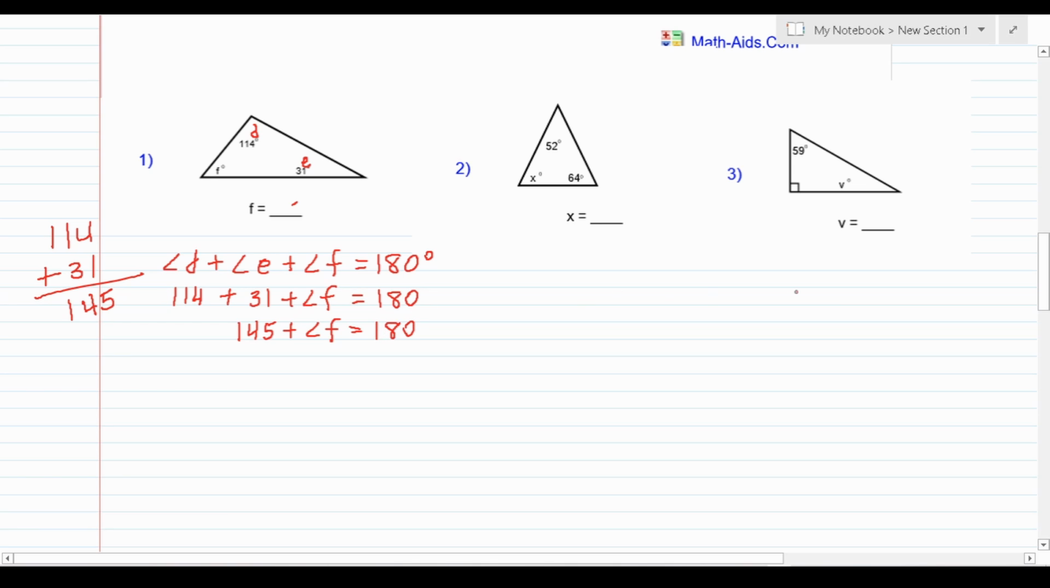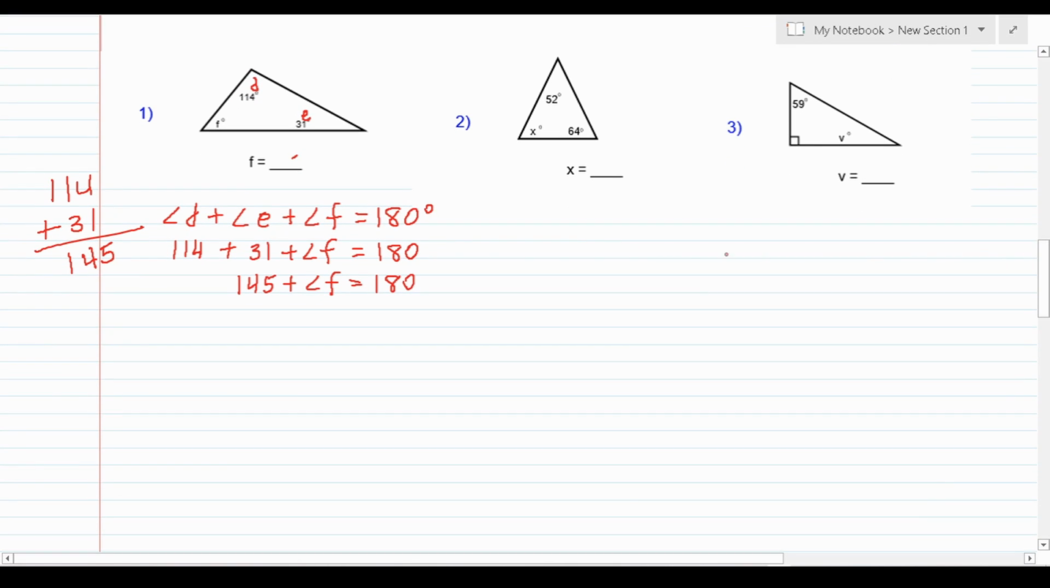I'm not going to skip any steps as I work these out. Again, in light of the fact that this is YouTube, I don't know who's watching this video and what their backgrounds are, so I'm going to do everything in order without skipping steps. All right, so again, I'm trying to get F by itself. So the next step is to subtract 145 from both sides.